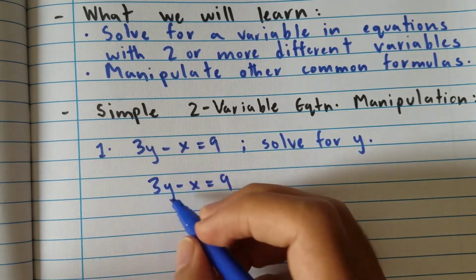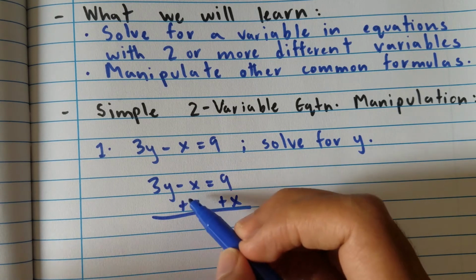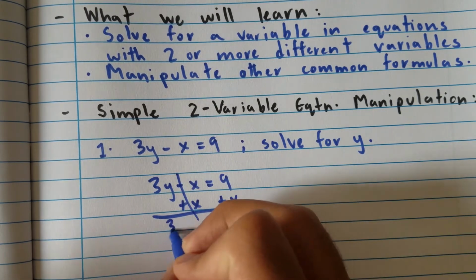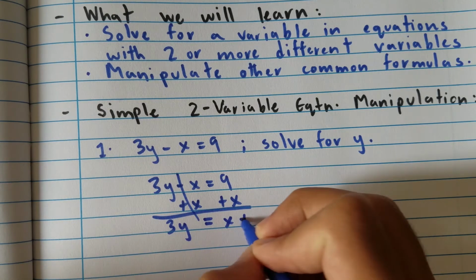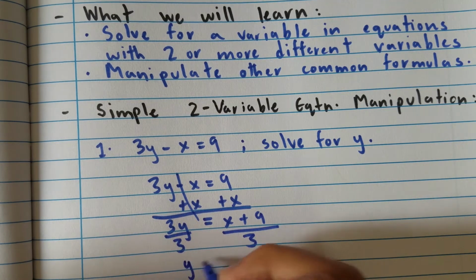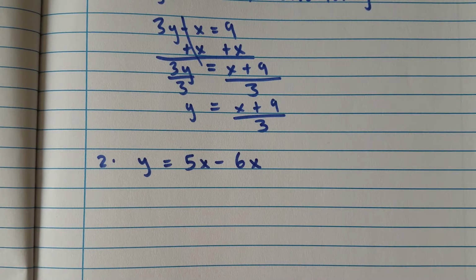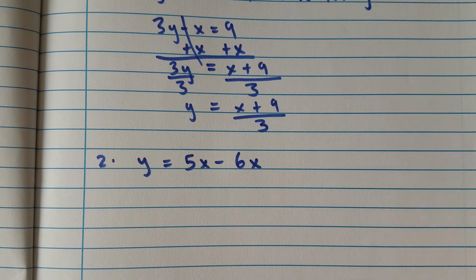We can separate the 3y term by adding x on each side. And by doing so, we cancel out the negative x and the plus x, giving us 3y equals x plus 9. And then we can divide each side by 3, giving us that y equals (x plus 9) over 3. Now let's look at number 2, which says that y equals 5x minus 6x.